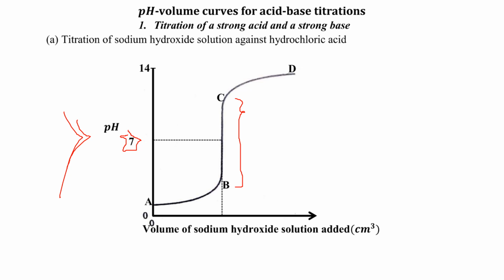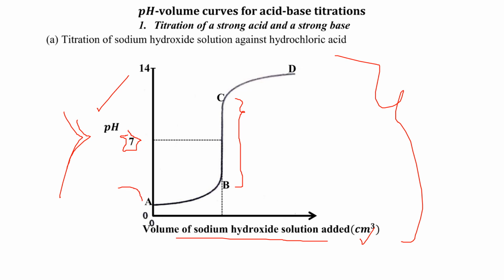So let's sketch the graph, and let's look at the explanation. The graph is pH against volume of sodium hydroxide that is being added in cm³. The labeled points are going to be explained. We are going to explain initially why the pH is what it is at A, and then we also explain the variation along curve AB. We also explain the variation between B and C, and also explain the extent from C to D.